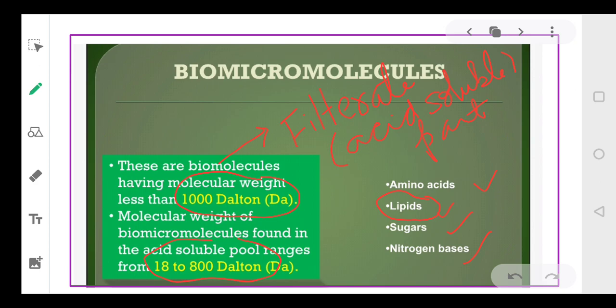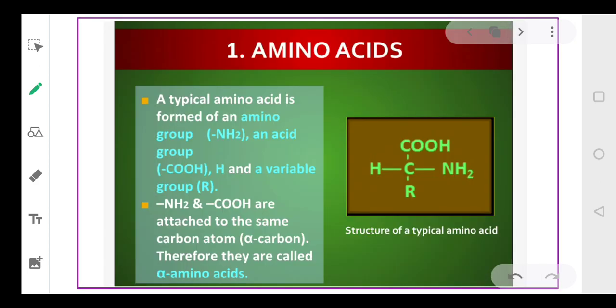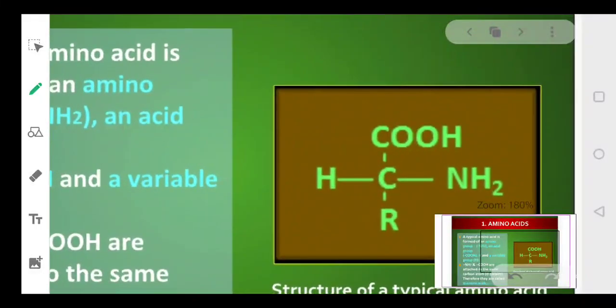So now we'll be talking about each one of them separately: amino acid, lipid, sugars and nitrogen bases. Coming to the first, that is called amino acid. Now let's talk about the amino acids first. Let's talk about the structure first, then you will be able to understand.